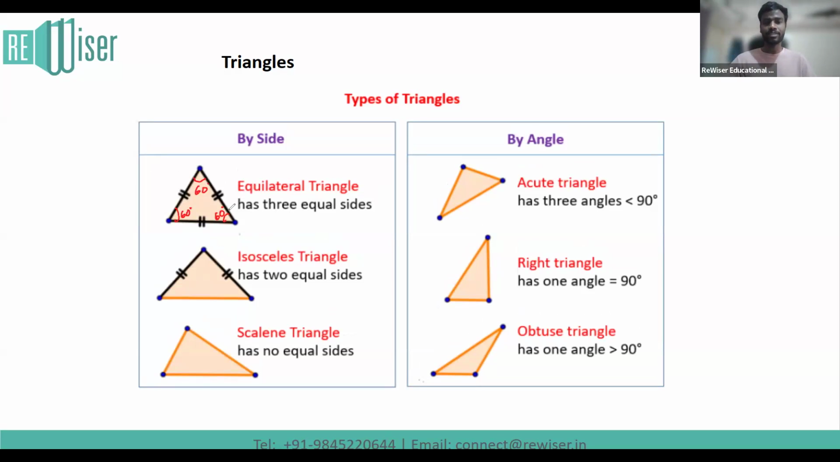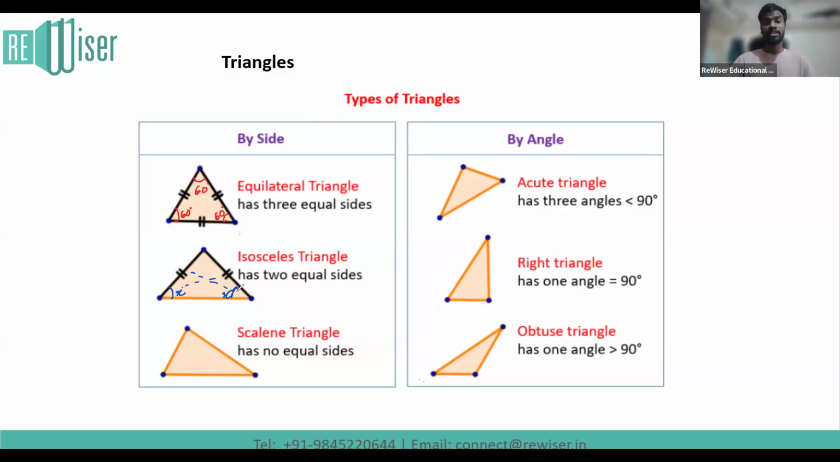Then we have the isosceles triangle. Isosceles triangle means any two sides of the triangle are the same. And here, the base angles should also be the same. That means the angles opposite to these sides are also the same. So if this is x, this one will also be x. So something like this, right? And these two angles.